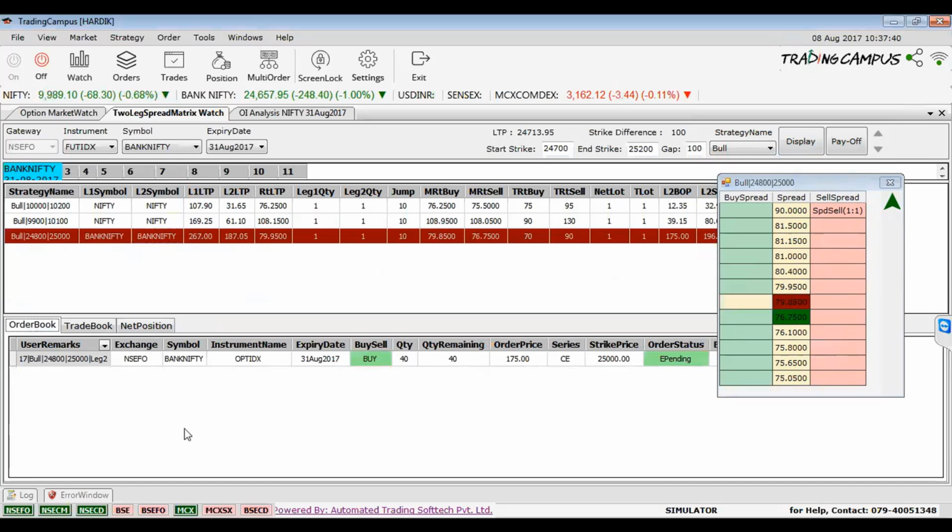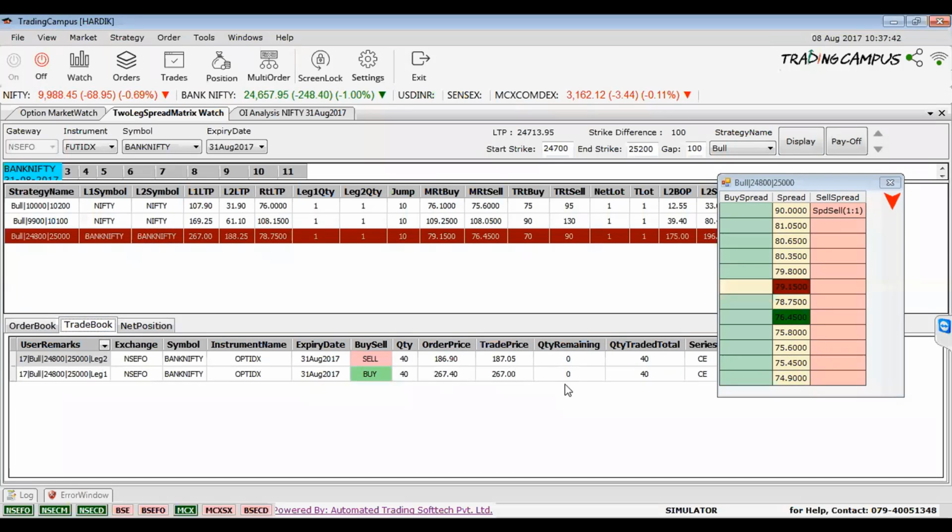Okay, so I got my fill. I can check my trade book. So it traded at 267 and 187, so roughly around 80, 81 points. Right? So I made a bull spread in Bank Nifty.